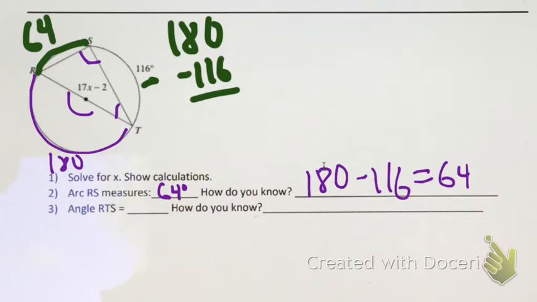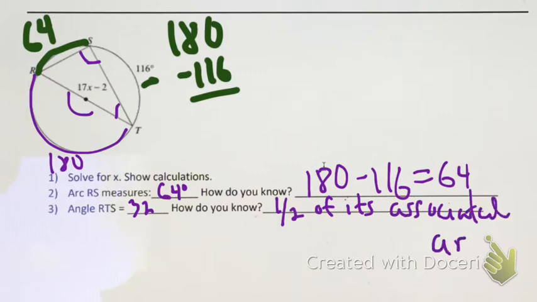Angle RTS is 32 degrees. How do I know that? It's half of its, we've been using this word a lot, associated arc. Half of the arc.